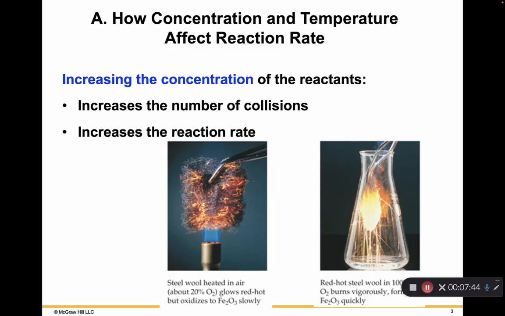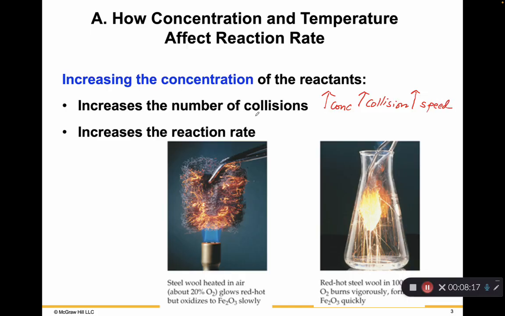First of all, how the concentration affects the reaction rate. Whenever we increase the concentration of reactant, it will increase the number of collisions. And that means when we have more collisions, more effective collisions could be there, and then we increase the speed of reaction.